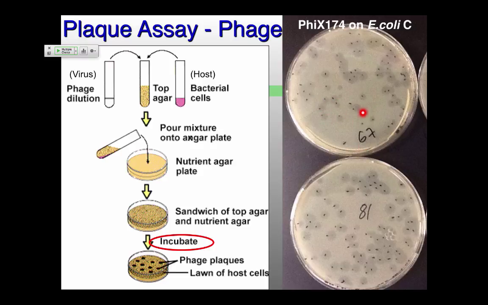In this case, I had 67 plaques. Here I had 81. It ends up being an average of about 75. And in fact, if I remember correctly, this is what I used to get that titer of that tube that I was showing you before. So this must have been on the order of a 10 to the 8th or 10 to the 9th dilution. You want to have between 10 and 100 plaques to count to get a good statistically significant amount here.